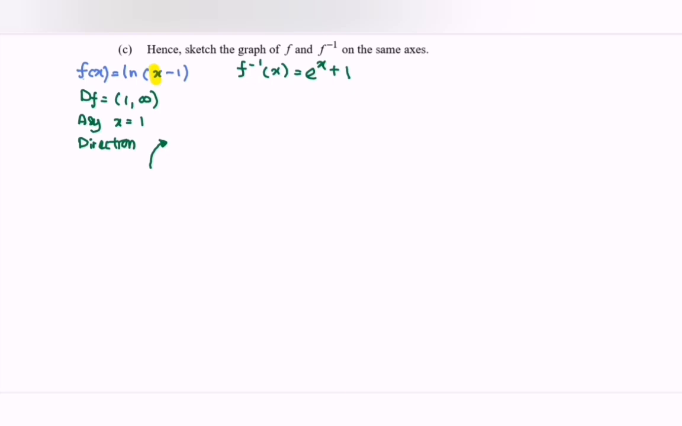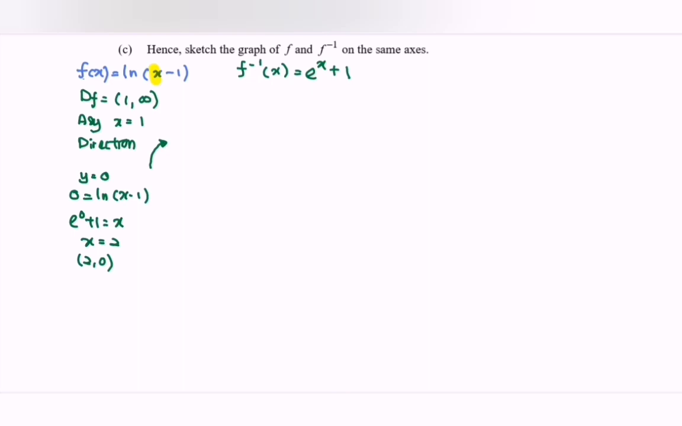Next, find the x-intercept when y equals 0. So we have 0 equals ln(x - 1), so exponent 0 plus 1 equals x. So x equals 2. So we have the x-intercept with coordinate (2, 0).